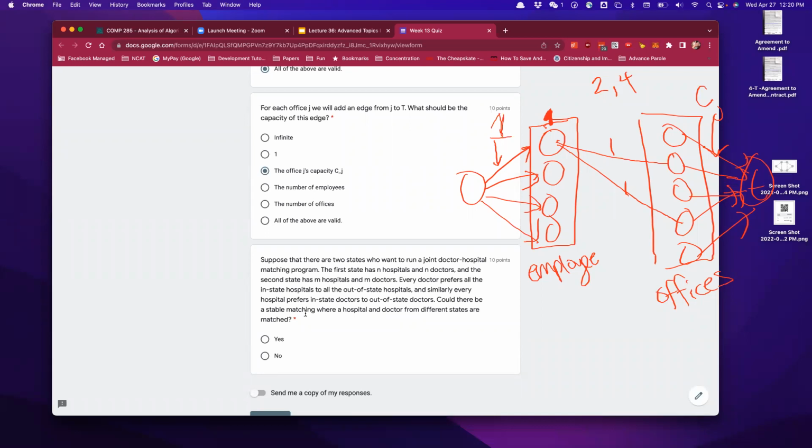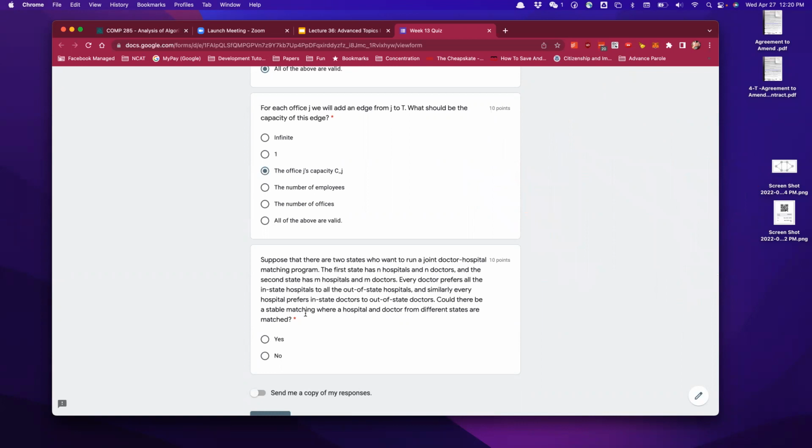This is testing if you guys remember the definition of stable matching and also if you're understanding the problem statement. Also 50-50 if you just guess, but Leander, yeah. Okay, Leander thinks no. Do you want to explain?